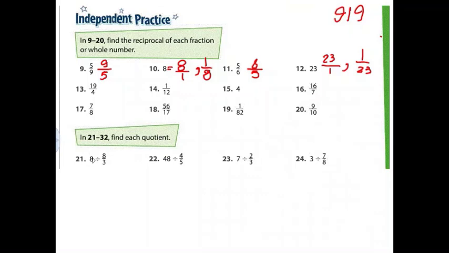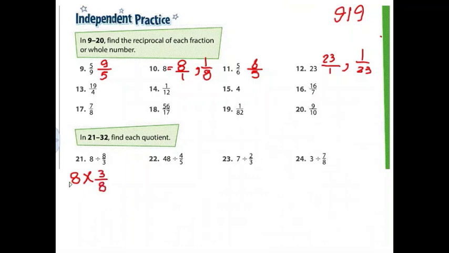So let's keep the dividend as it is. So here 8 is gonna be the same 8. Change the division to be multiplication. Flip upside down or find the reciprocal of 8/3. What's the reciprocal of 8/3? Flip it upside down. It's gonna be 3/8.